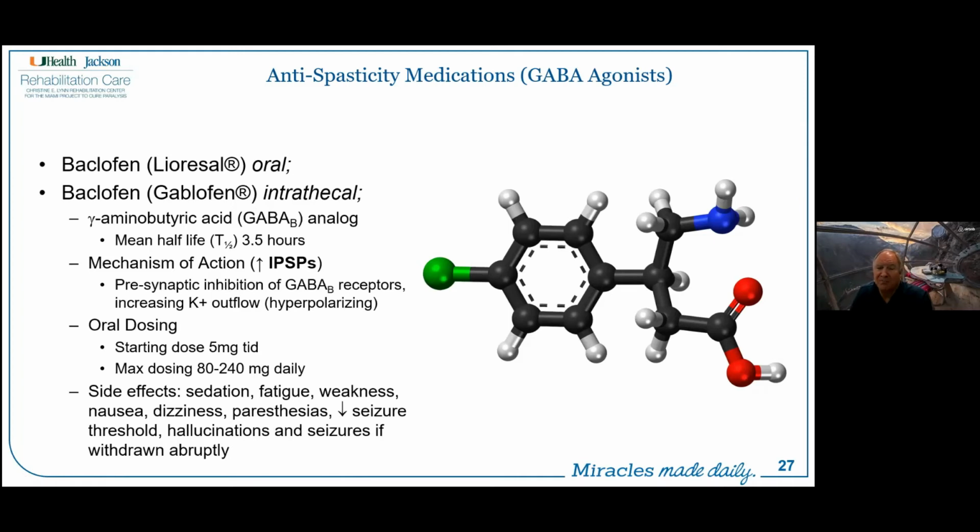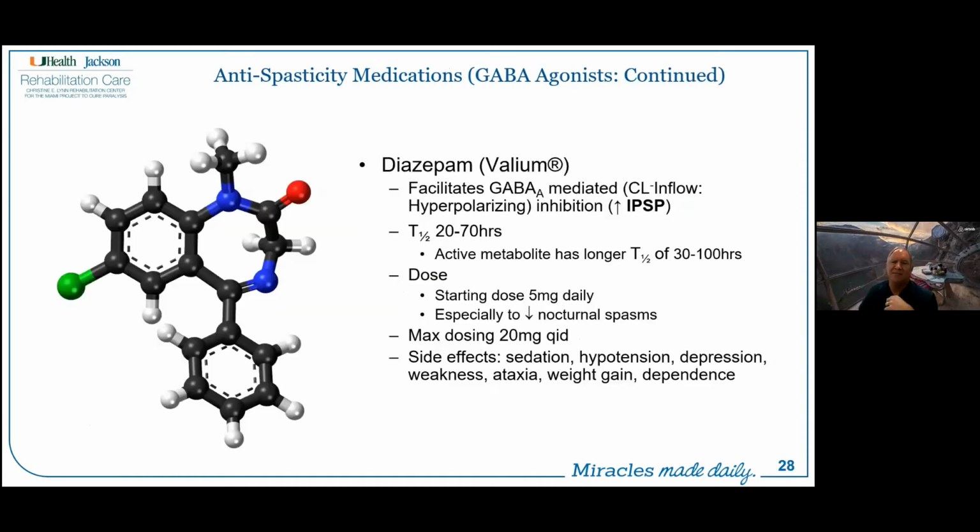We know that this medication decreases the seizure threshold, makes it more likely that a person would have a seizure. And so again, for someone with brain injury, for example, with seizures, it's not the best option to use. Nonetheless, it is one of the first line medications that we use for somebody with spinal cord injury and problematic spasticity.